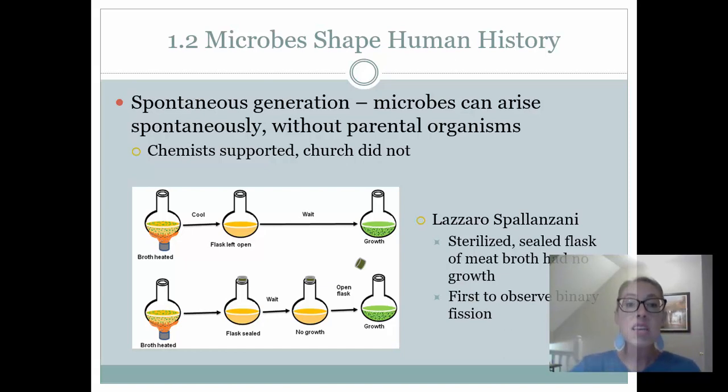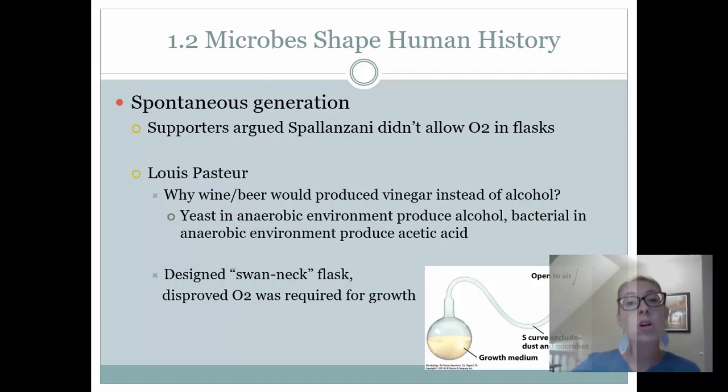But those that supported spontaneous generation weren't convinced. They believed that the fact that Spallanzani had sealed the flasks and put that stopper in the top, it didn't allow any oxygen into the flasks. This was a time where we thought all living organisms needed oxygen to live and survive. We now know that that is not the case for all microbes. Many microbes grow without oxygen.